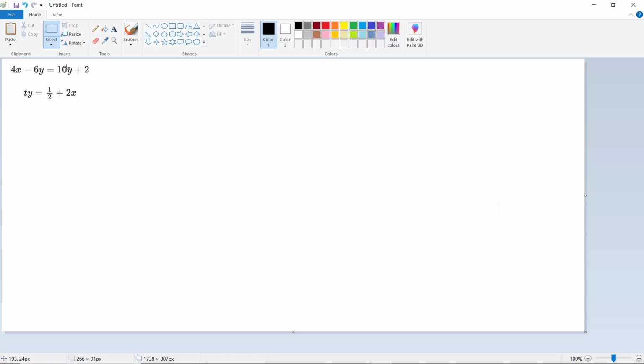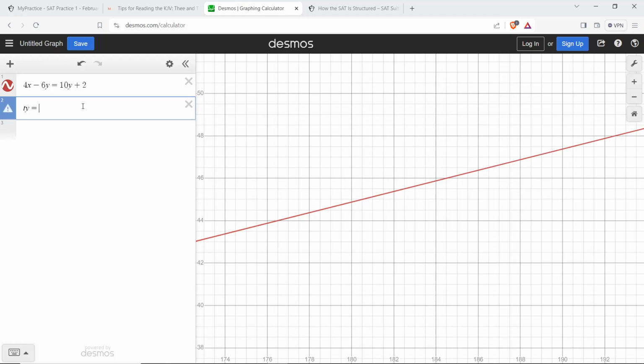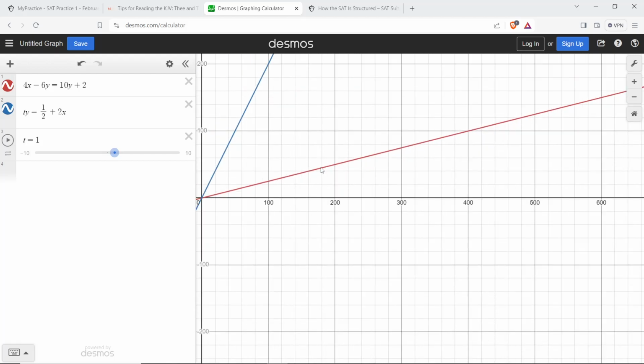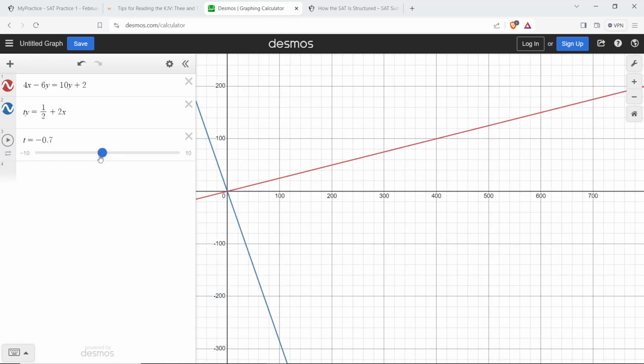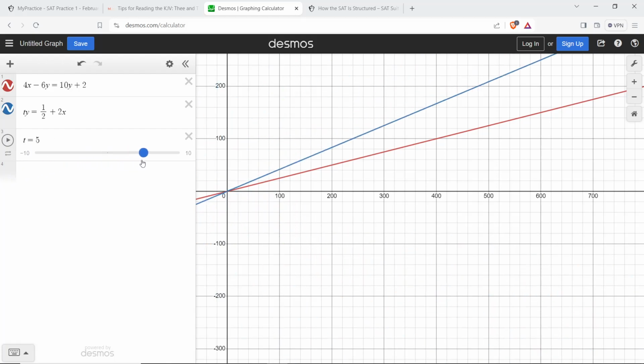It says 4x minus 6y equals 10y plus 2. And then the second one is ty equals 1/2 plus 2x. And then I click on t to make a slider. And I don't see the second line. Where's that second line? There it is. See how they're crossing? And if I move like that, I stop at some point, so -10 doesn't get it.